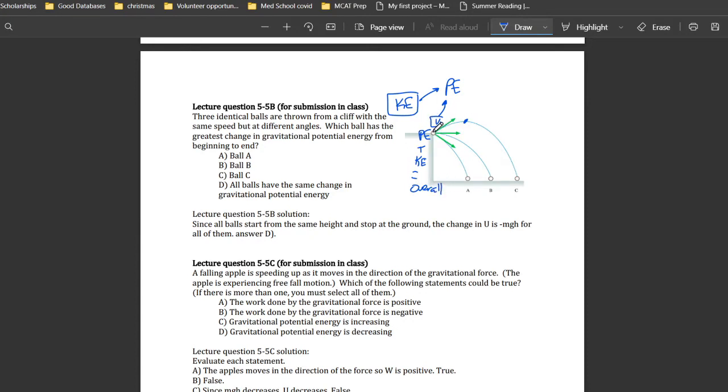So if we're considering the initial position versus the final position, the route that it takes to get there does not matter, because we are considering the change in the potential energy. We're not considering which one at a specific point had the greatest. We are just saying which one had the greatest change. And since we're considering from the initial point to the final point, the potential energy change is the same for all 3 of these balls because they have the same height to begin with. So that is why D is the answer. And C is not the answer because the potential energy change is not greater just because we have this increase in height.